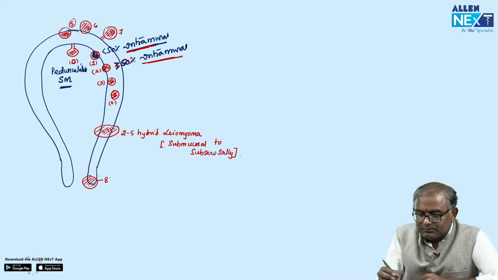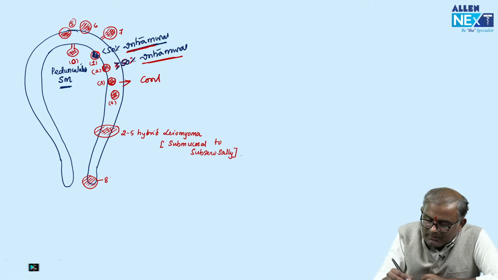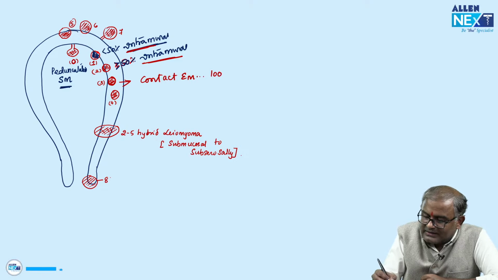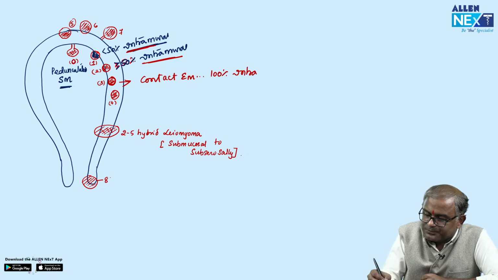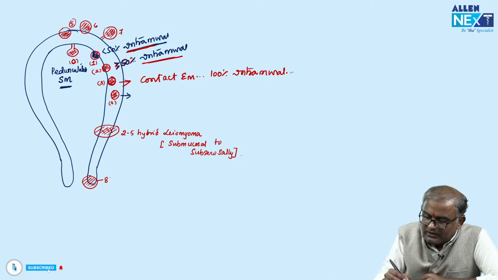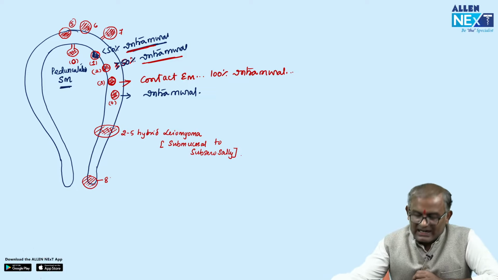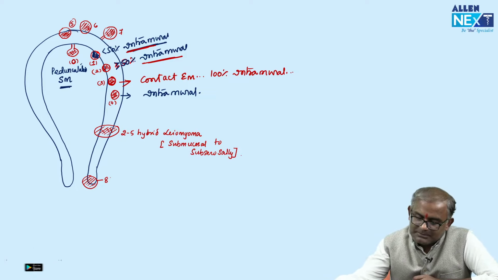Now come to type 3, it is contact endometrium, meaning it is touching the endometrium. That is contact endometrium, 100% intramural. And type 4 is intramural. So this is about submucosal and what, doctor? Intramural fibroid. Now come to subserosal.